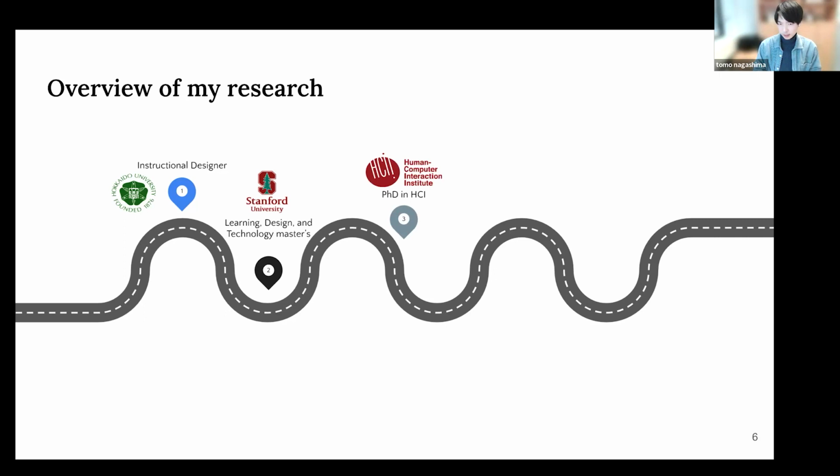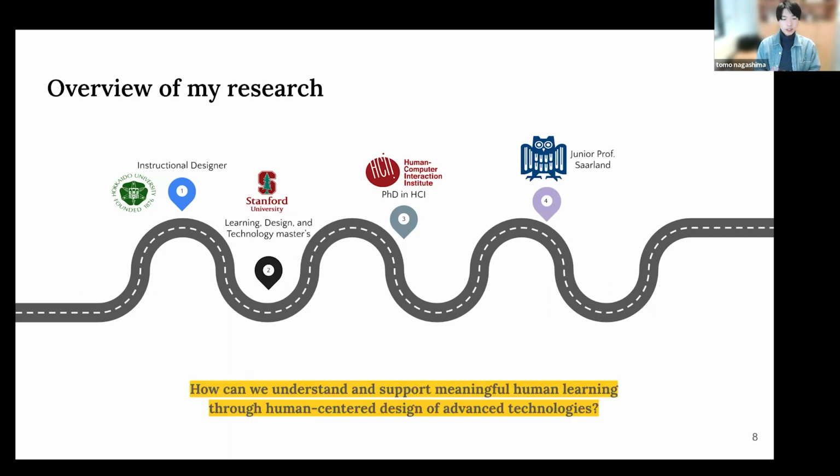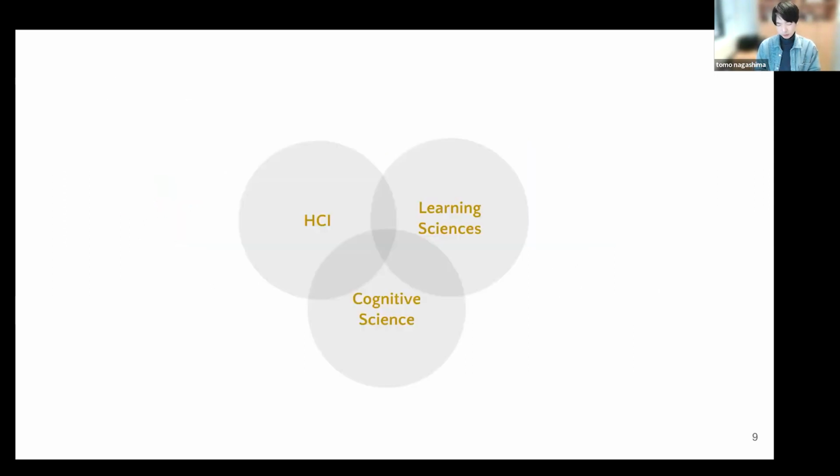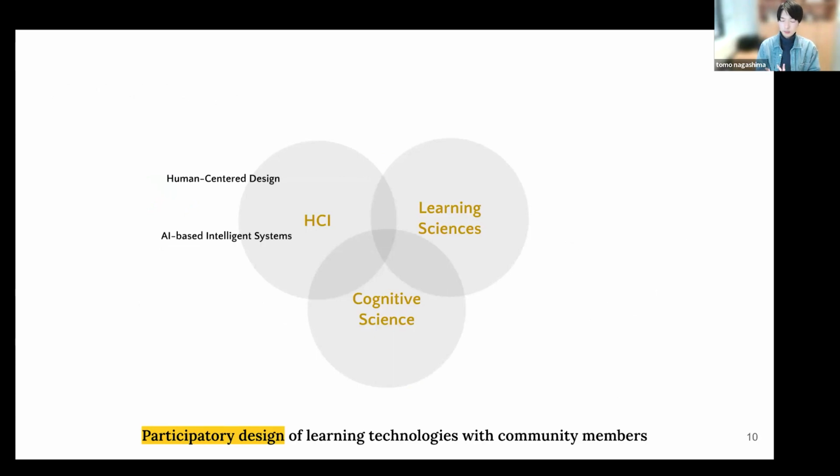And then I did a PhD in a field called human-computer interaction, which is also a closely related field, but we're more from the computer science perspective, thinking about how people would interact with technology. So I did a PhD at Carnegie Mellon University in human-computer interaction. And then I started my current job in Germany. My overarching goal as a researcher is how can we understand and support meaningful human learning through human-centered design of advanced technologies. I am at the intersection of these three fields. So as I said, as a human-computer interaction researcher, I take what is called participatory design.